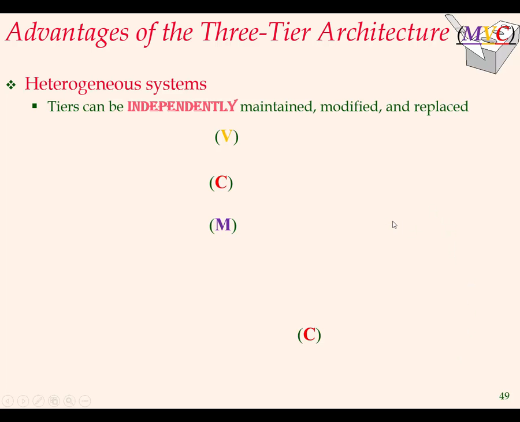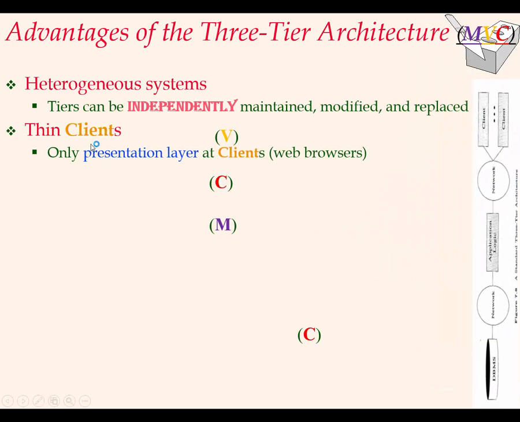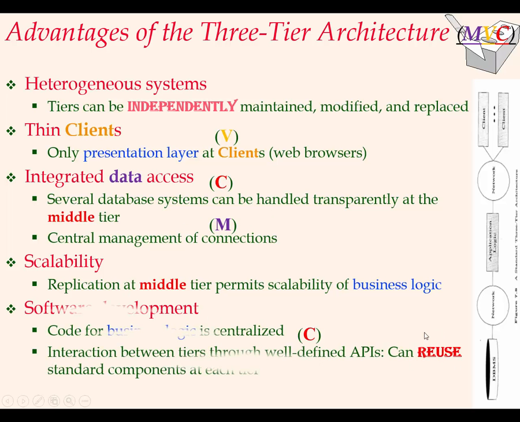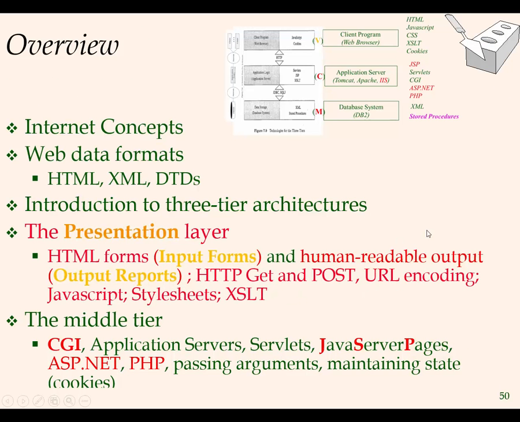Why would I use a three-tier architecture? So again, you can maintain thin clients, just a presentation layer. In the application server, you can actually manage the connections to the database. And again, it's scalable, it's centralized, so you don't have to change it in 100 places, just in one place. You can use well-defined APIs and reuse a lot of the code. So there are many advantages of using it.